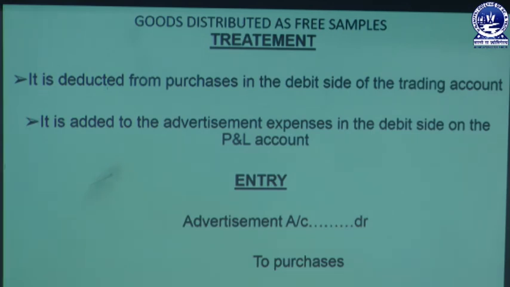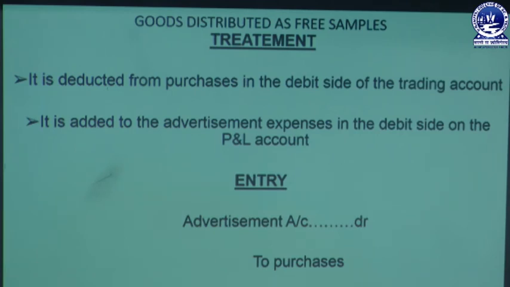Otherwise, simply we can say it as goods distributed as free sample on the debit side of the profit and loss account. So for that, one adjustment entry is there. Adjustment entry is advertisement account debit to purchases, because advertisement it is one type of expenses. So expenses means that must have been debited.